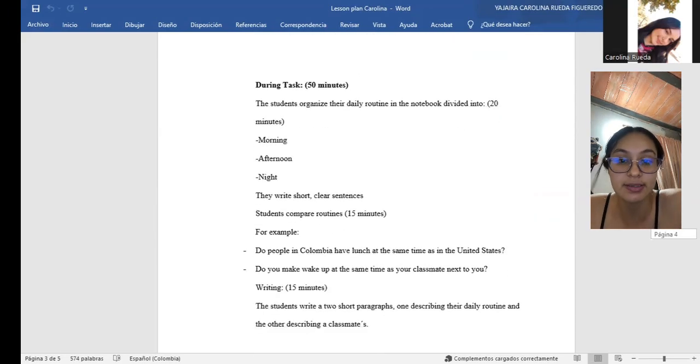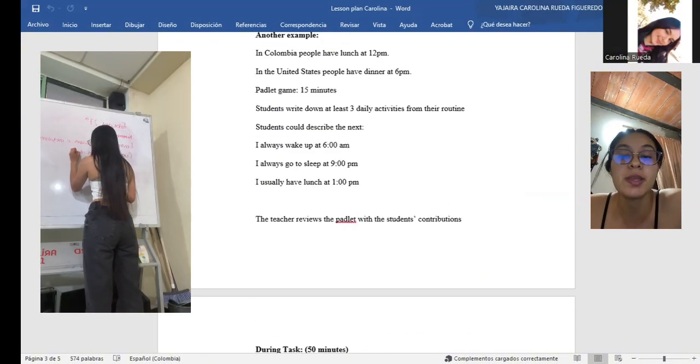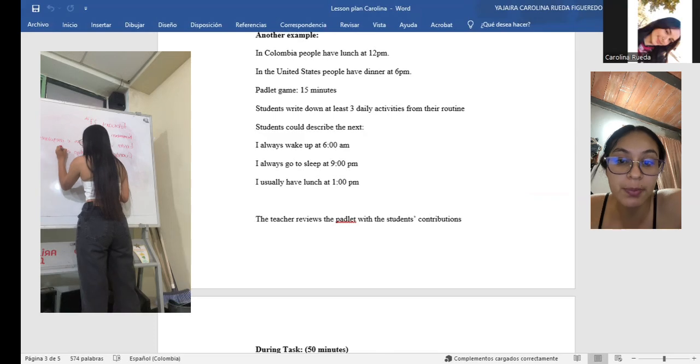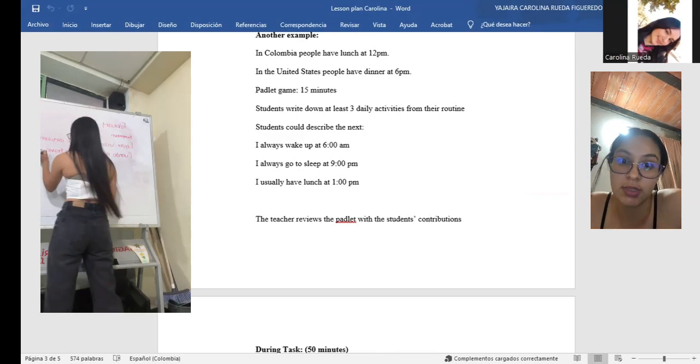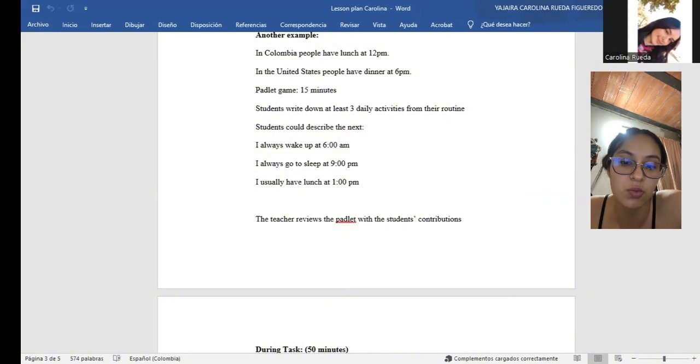In Padlet, students write at least 3 activities from their daily routine. For example, I always wake up at 6 o'clock a.m. I usually have lunch at 1 p.m. I always go to sleep at 9 p.m.